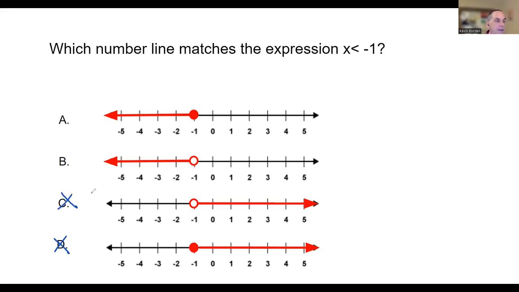Notice that A and B are pointing to the left. The other thing we want to look at is, is it or equal? And it is not, because we do not have that line at the bottom of the symbol. That means we're going to have a hollow circle, a non-filled in circle. That eliminates answer A, and B is the correct answer to that question.